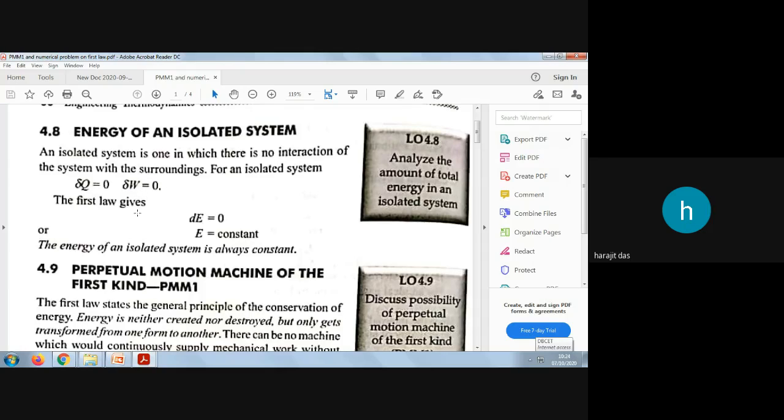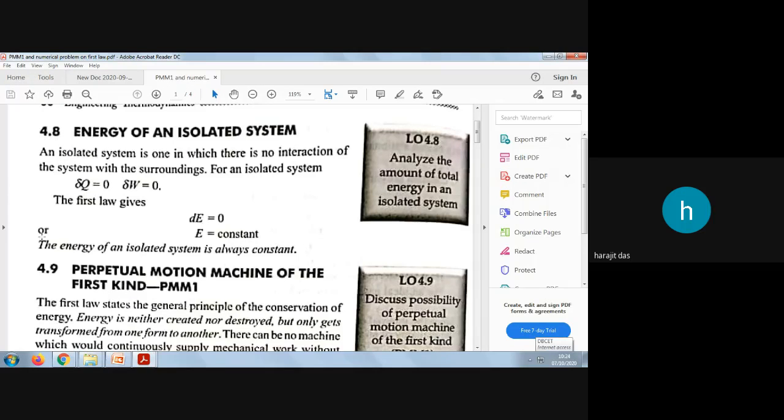So the first law gives δQ minus δW equals dE. As the other two terms are 0, that means dE is also 0. If the differentiation of any term is equal to 0, that means that parameter is a constant. So dE equals 0 means E equals constant. Means what? The energy of an isolated system is always constant. You need to remember this point. The energy of an isolated system is always constant.